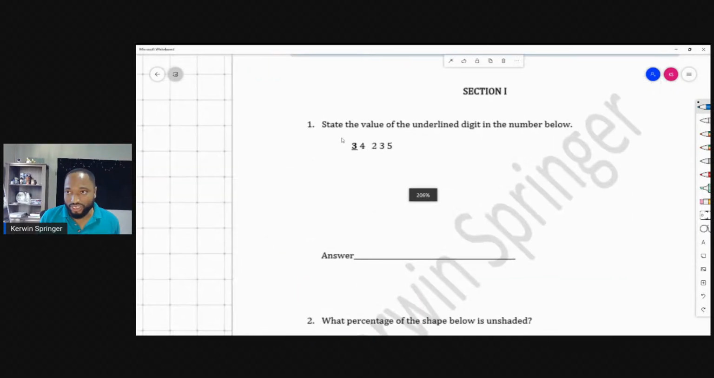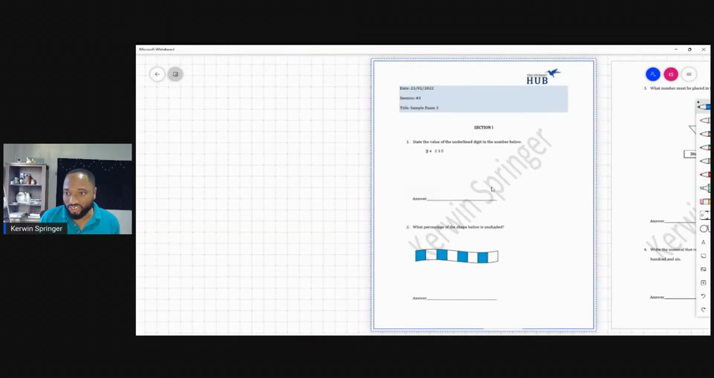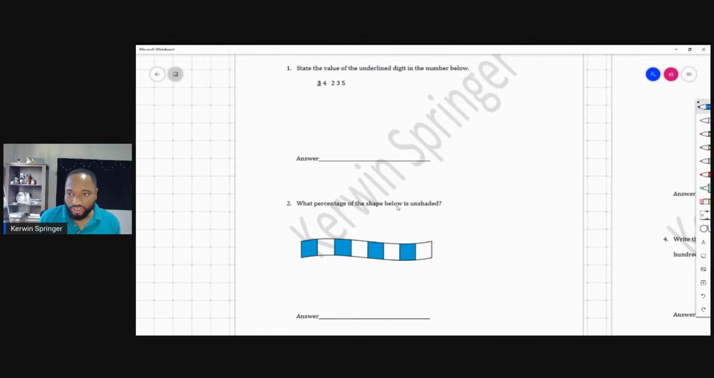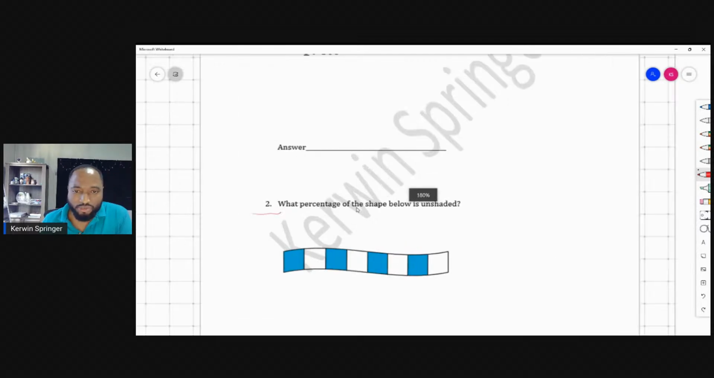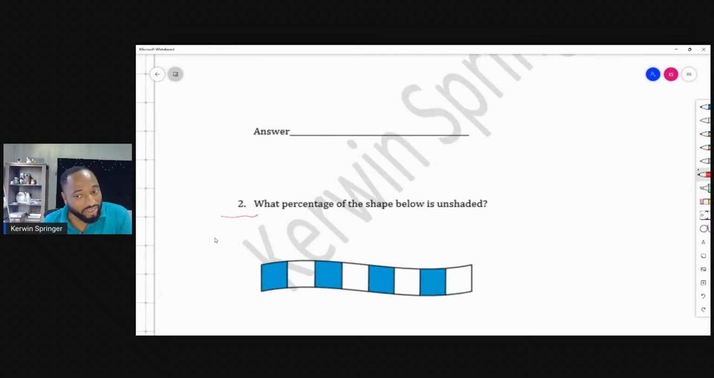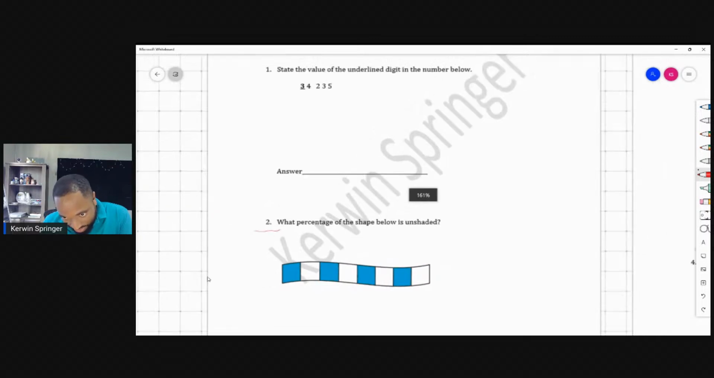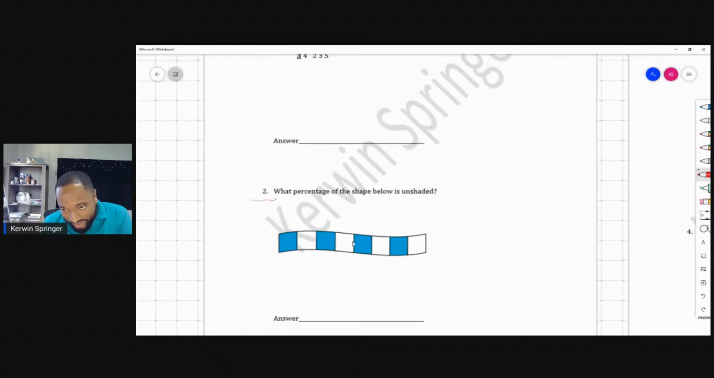State the value of the underlined digit in the number below. Please tell me that value and what percentage of the shape below is unshaded. What you need to look out for in SEA is that you read the question properly, because there are going to be some reverse questions in this. The first thing you would see in number 2 is what percentage of the shape below is shaded, but they're actually interested in the unshaded region. We are fortunate that both of them have the same number.